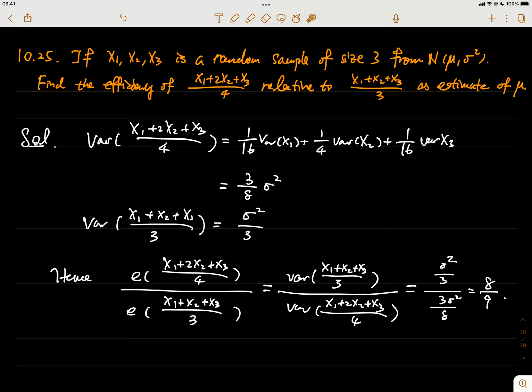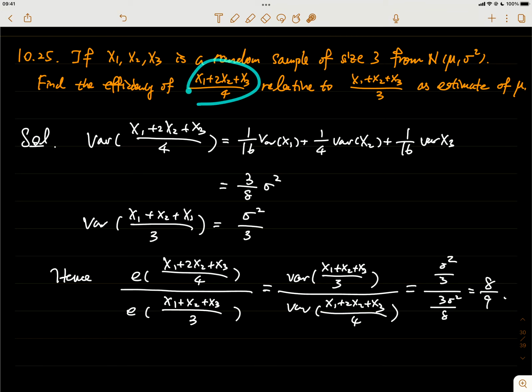It's actually very easy to check that both of these two things are unbiased estimators for mu, because you can just take the expectation of these two things, and you will see they are both equal to mu. Now we just need to check their efficiency. Their efficiency is completely determined by their variance, so just compute their variance.